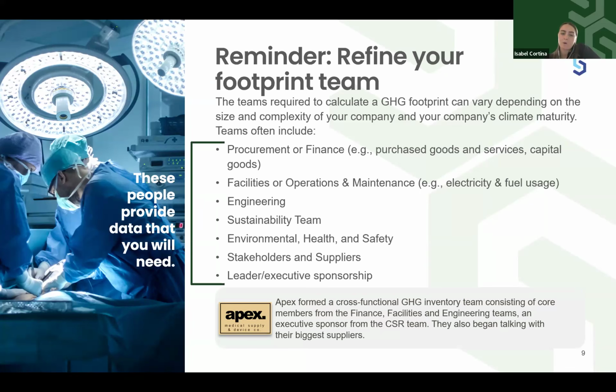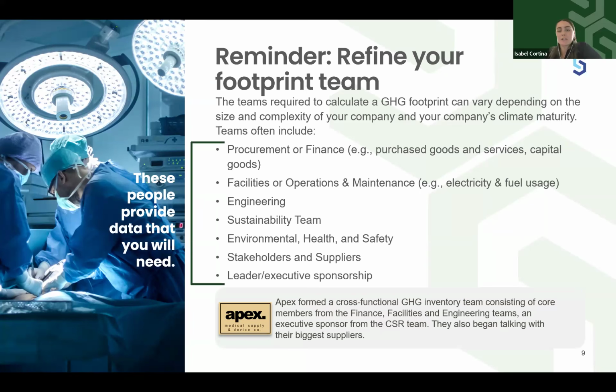If you're joining in on this course with other stakeholders in your organization, those team members may make up the foundation of your footprinting team, but you may also need to engage others in your organization and outside of your organization who might not be registered in this course. They can help you collect the data required to calculate your Scope 3 emissions. You can see the examples on the screen here of your procurement or finance teams who could help you with purchases that will likely make up your purchased goods and services and capital goods emissions.